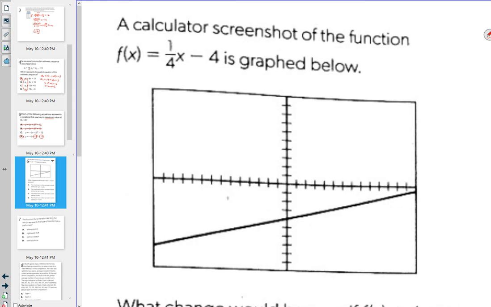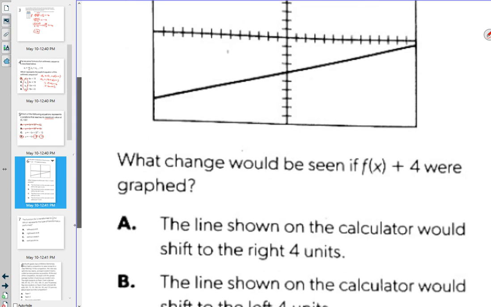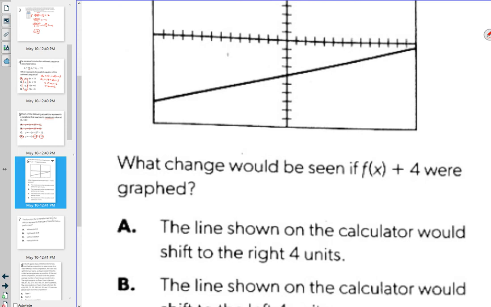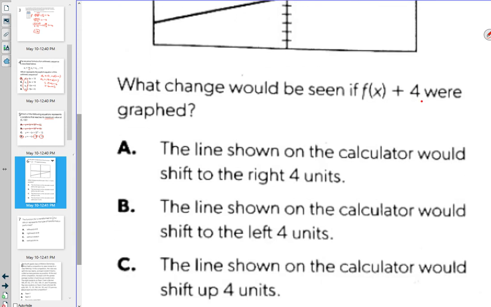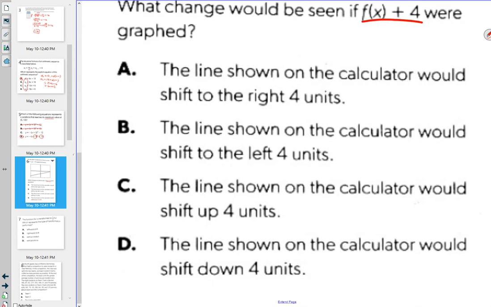A calculator screenshot of the function is graphed below. What change would be seen if f of x plus 4 were graphed? They don't even need to give you a picture. If the plus 4 is outside of the parentheses, where are we translating? 4 in which direction?